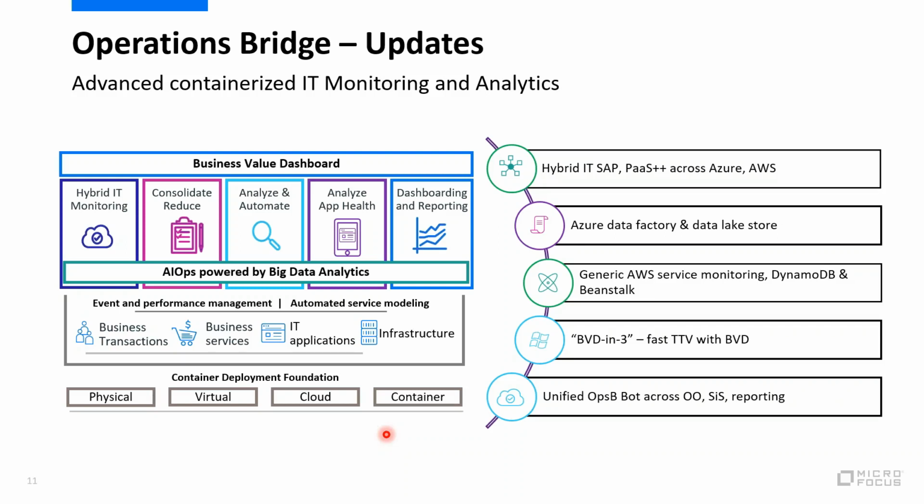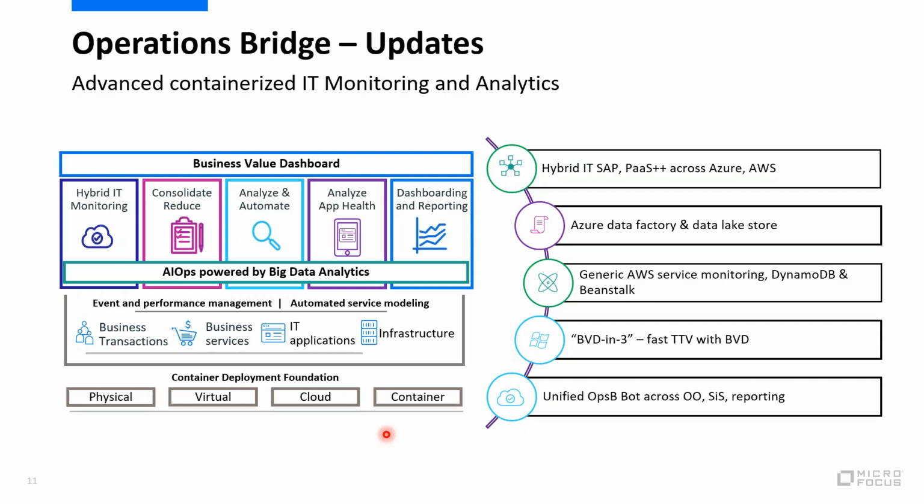This is a generic web service that allows a customer to pick and choose which services they want to monitor today from AWS, and we have plans to deliver the same generic capability with the other cloud vendors. In addition, on AWS, we also delivered DynamoDB and Beanstalk services.